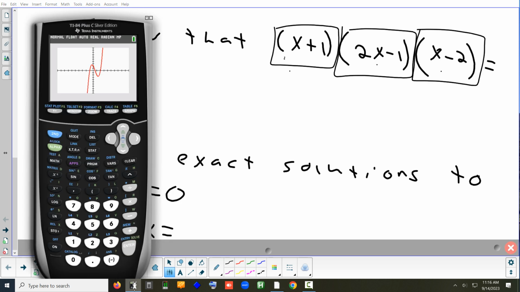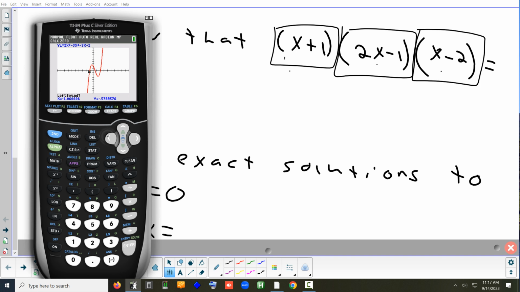And I'm going to show you how we can do it. If you go to second calc, there's an option there that will help us find where it crosses the x-axis. Which option do you think it is? Yeah, 0. The way 0 works is it asks you 3 questions. Pick a point that you know is to the left of where it crosses. Pick a point to the right, and then do a guess.